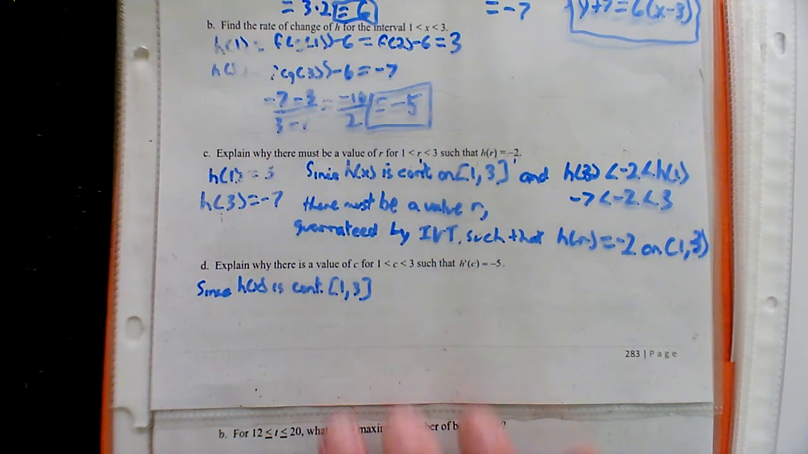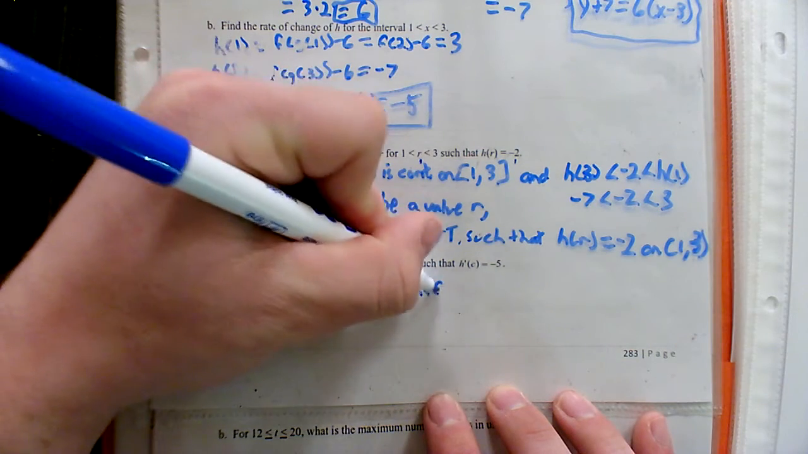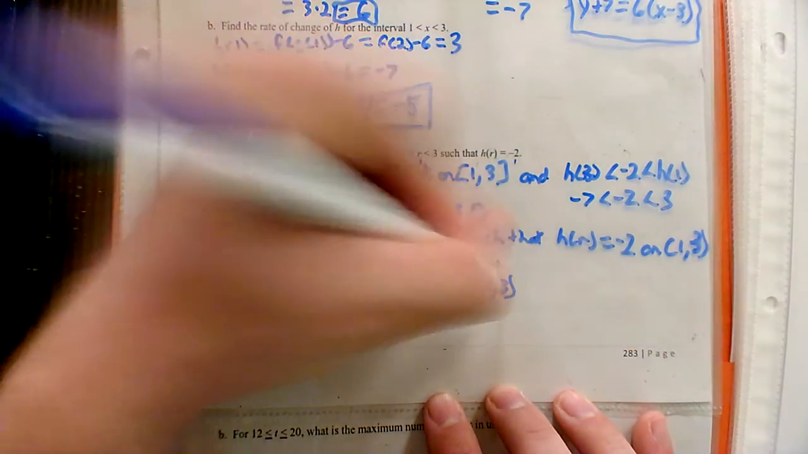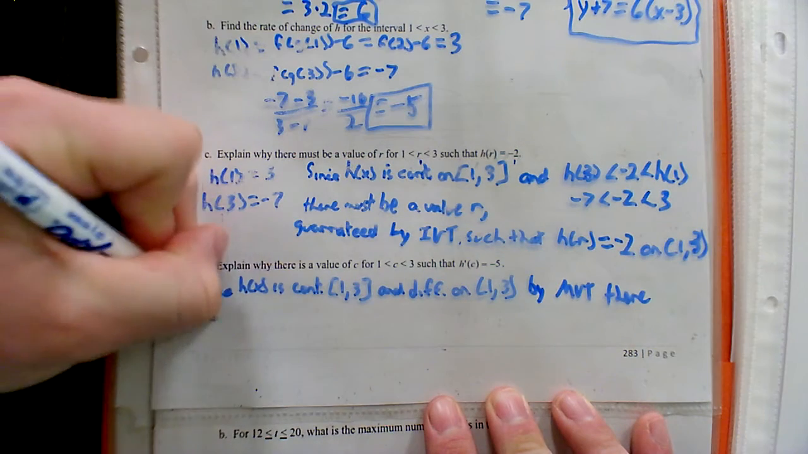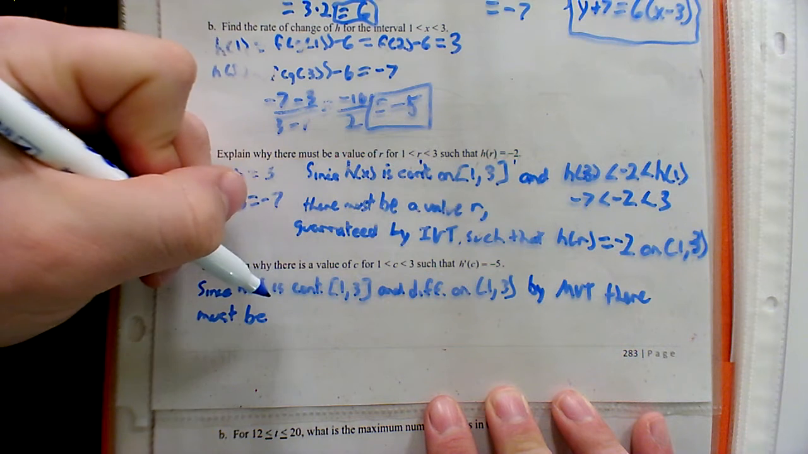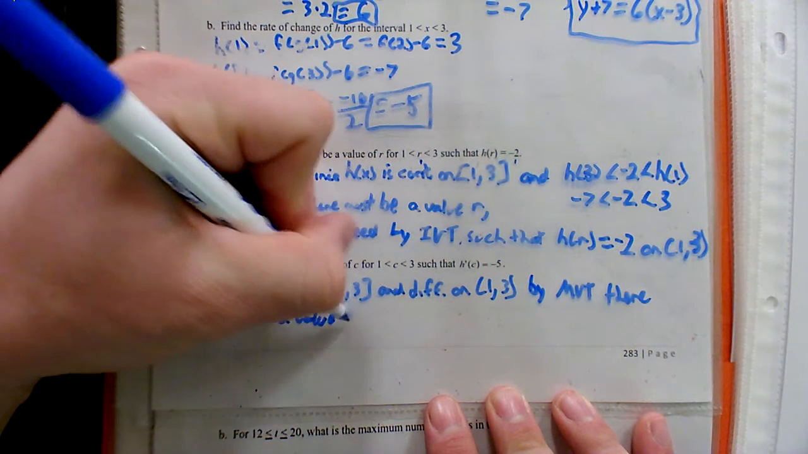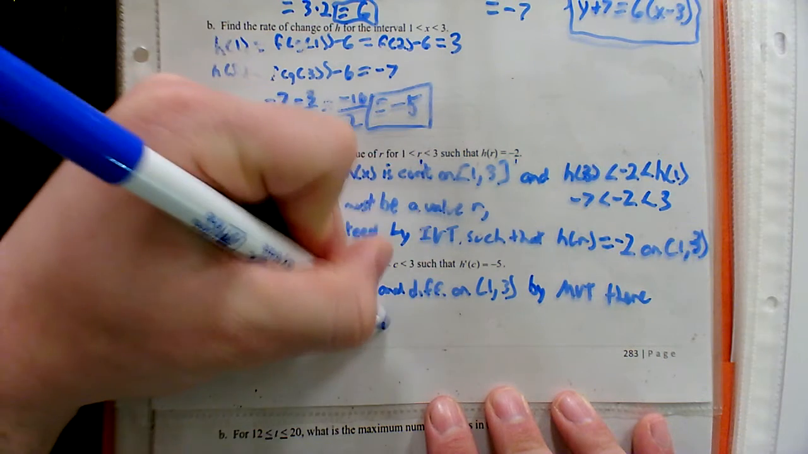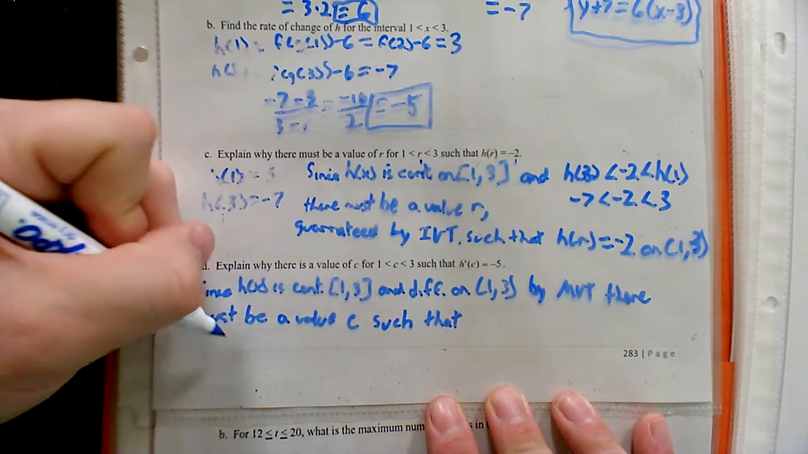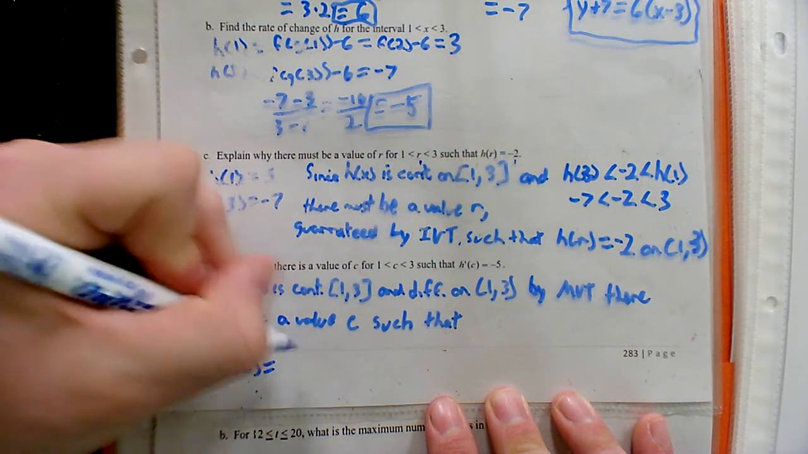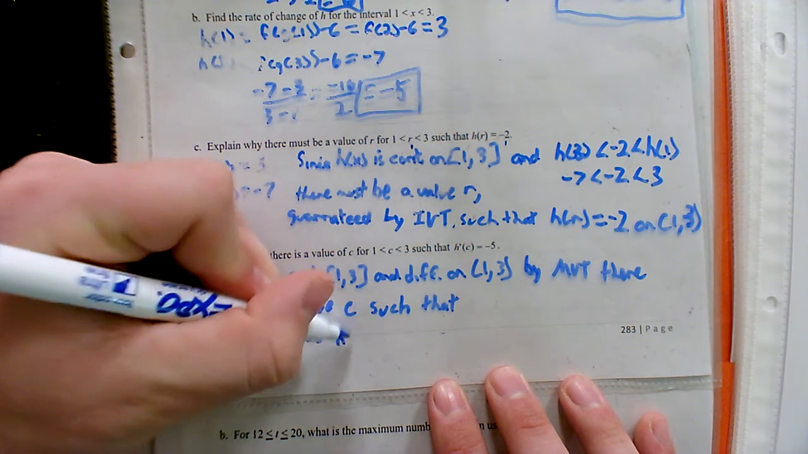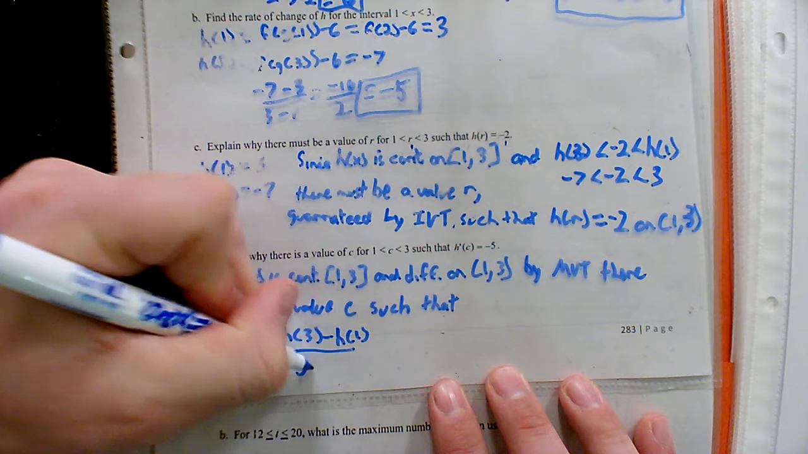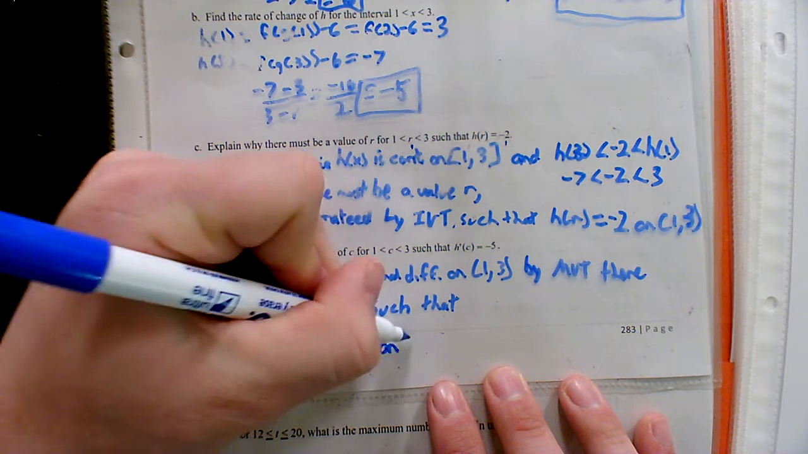So we're going to say, since h of x is continuous on the closed interval 1 to 3, and differentiable on the open interval 1 to 3, by the mean value theorem, there must be a value c such that h prime of c equals, and again we're using the interval 1 to 3, so it has to be h of 3 minus h of 1 over 3 minus 1 on the interval 1 to 3.